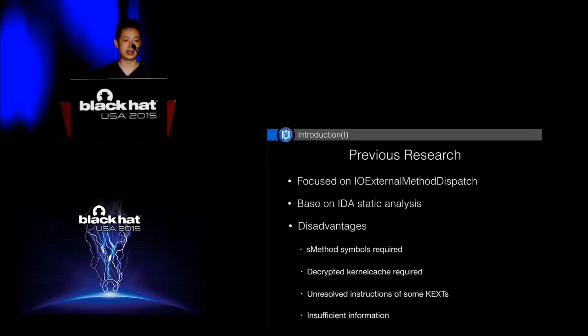However, it has several disadvantages. First, it requires method symbols, but method symbols have been removed from the kernel cache since iOS 7. It also requires a decrypted kernel cache. But even with a decrypted kernel cache, there are still a lot of instructions that cannot be resolved in IDA. And even worse, the extracted information is insufficient.